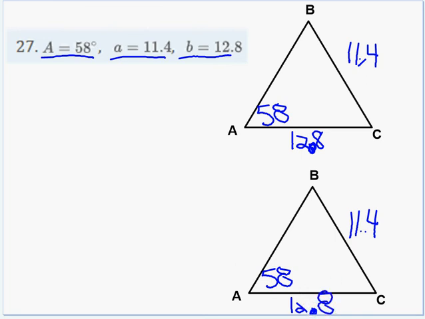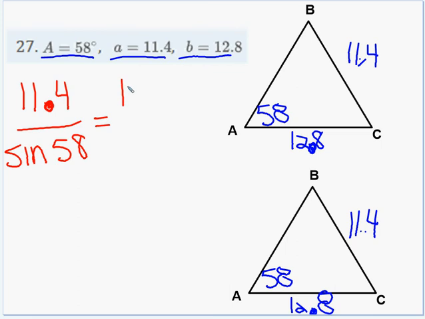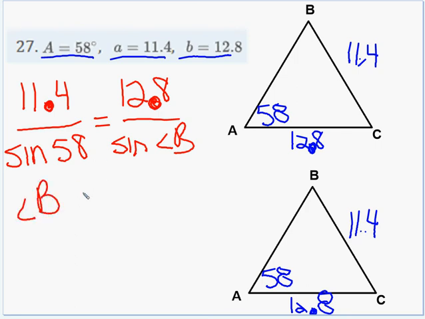Just like all the other problems, we look for the first side and the angle across from it. So there is our 11.4 over the sine of 58 degrees. And that's equal to our other side, the 12.8, over the sine of B. So we cross multiply, take the sine inverse to get angle B alone. Angle B here turns out to be 72.21.